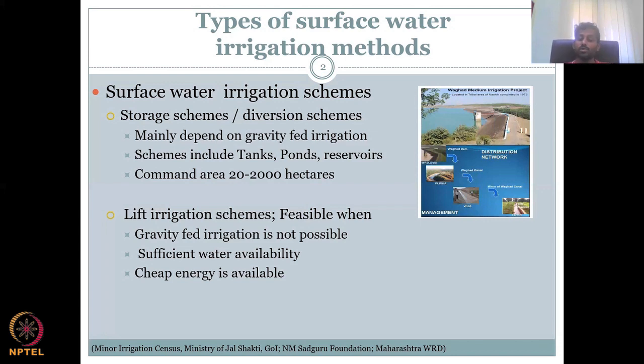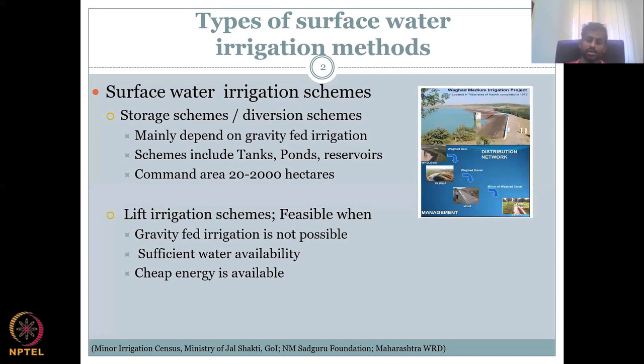When there's no sufficient water availability, for example on the hill slopes, and you have a dam down below, you have to supply energy to pump it up. So that lifting is called lift irrigation. It can happen for domestic use, which is another lift type, but we are only focusing on the agricultural water need, which is lift irrigation.